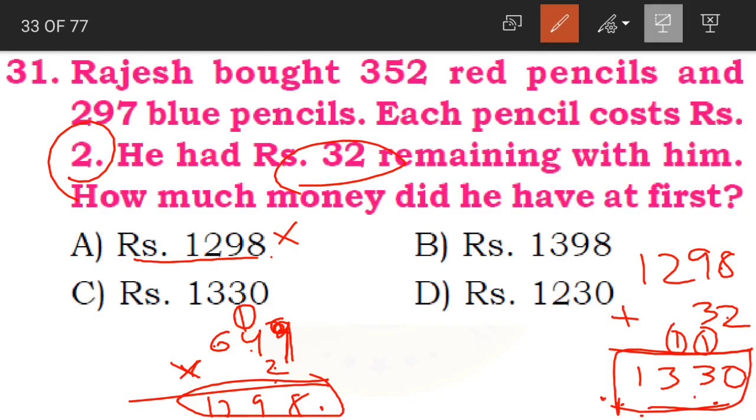How means? See, after paying 5 rupees, I have 3 rupees left with me. Okay, after paying 5 rupees, I have 3 rupees left with me. Now how much money did I have?